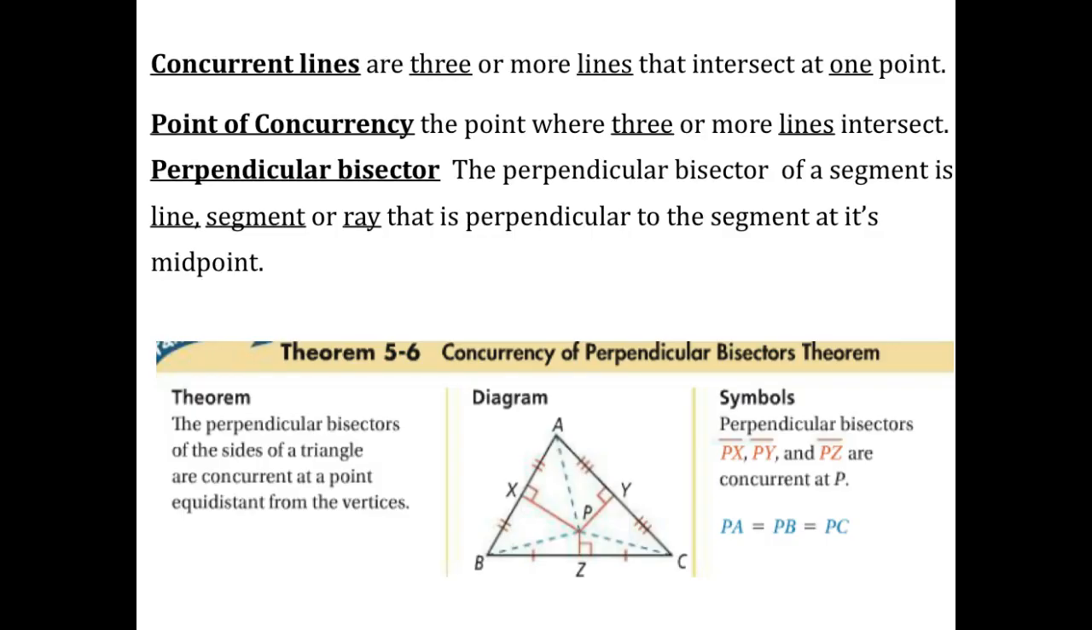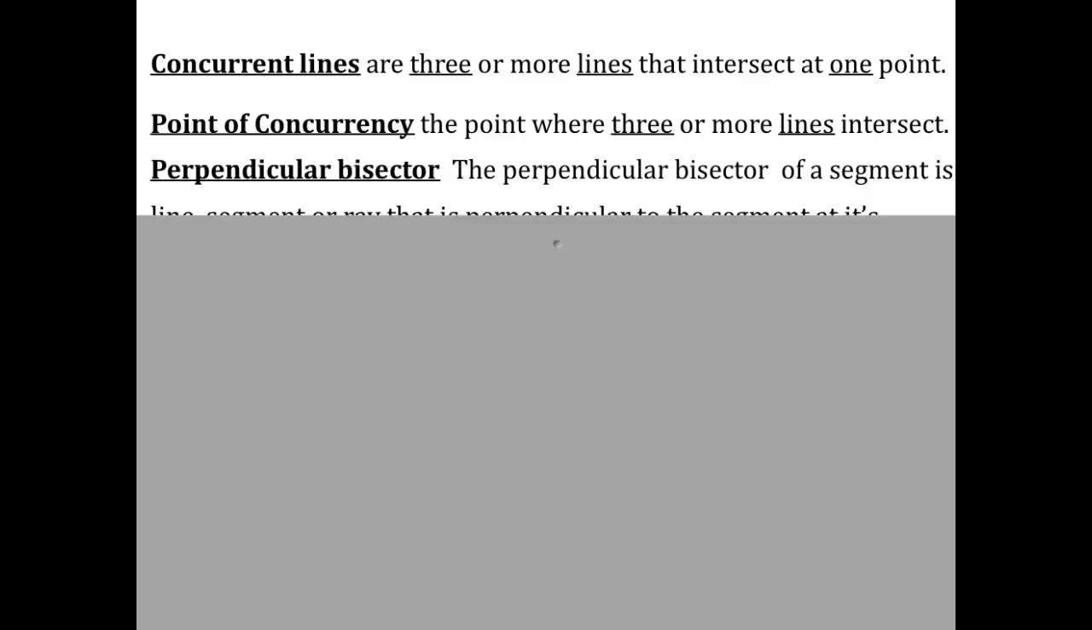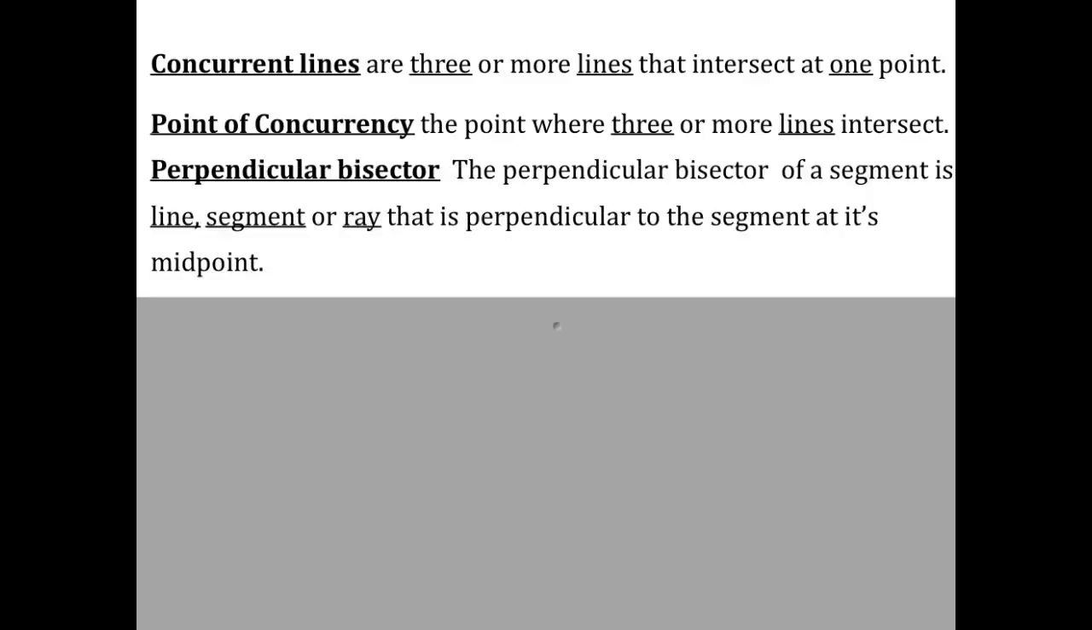Alright, so here's just a refresher on some of our vocabulary words and some new ones. Concurrent lines is going to be a new topic we're going to cover over the next 2 days. They are three or more lines that intersect at exactly one point. We talk about two lines intersecting and crossing, but this is three lines crossing at the same spot. Point of concurrency is that specific point where three or more lines intersect or are concurrent.